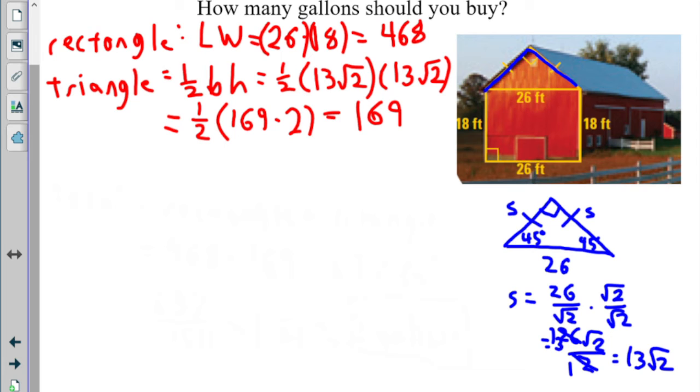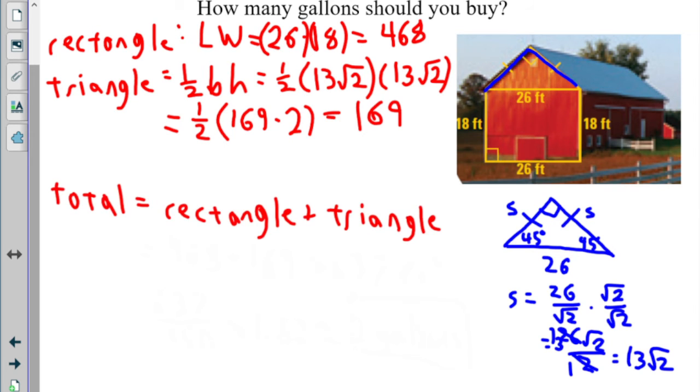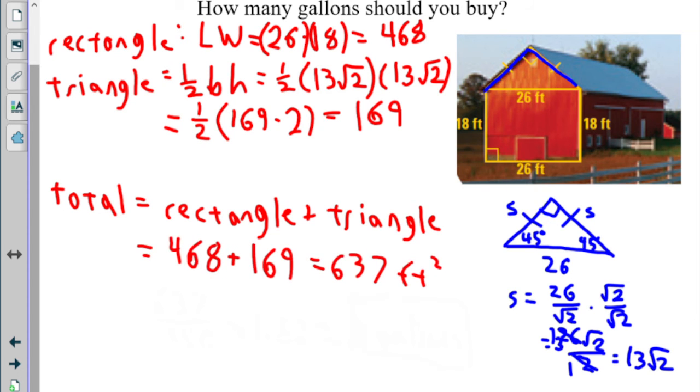So now to get the total area that we need, that's going to be the rectangle and the triangle combined together. So we're just going to take the 468 and add it to the 169 and add those together. And our units are going to be in feet squared. We squared? Yes, we are, because we're answering an area question. So yes, it should be in feet squared.